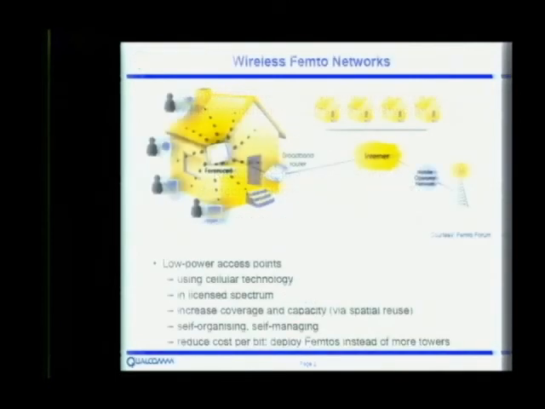Let's first start with a very brief overview of what we mean by femtocell networks and what a typical setting would be. Femtocells are essentially low-power access points to be used in homes and offices, and they operate over licensed spectrum, use cellular technology, and won't be planned. You just deploy it, and it should organize and coordinate among themselves. The main motivation is that they provide better coverage, so getting coverage at home becomes much easier, and they provide capacity gains via spatial reuse. This can be used to reduce the cost of getting wireless access.